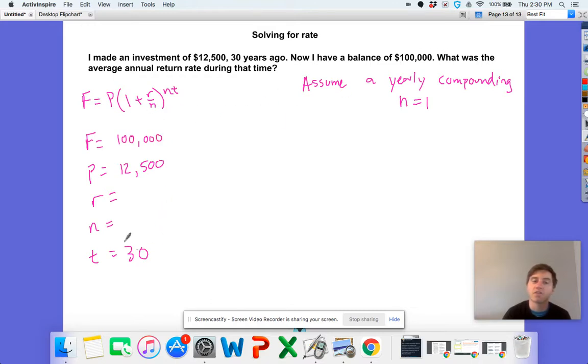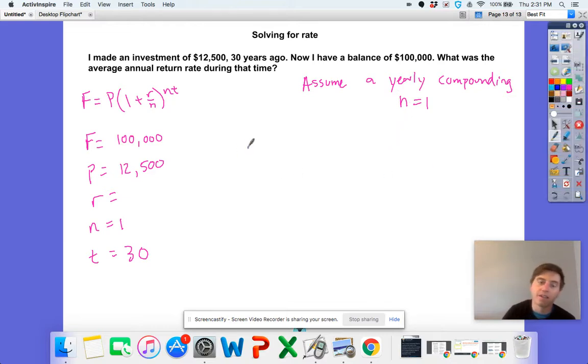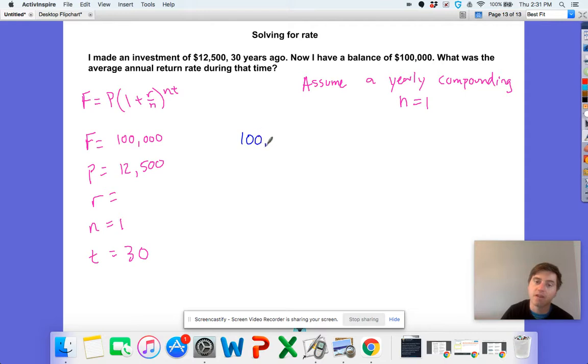What was the average rate of return? Well, we know n is 1 because we just decided that, since it doesn't specify, and that's what we're really looking at. So we're going to say that future value 100,000 equals the original 12.5 times 1 plus r over n. If n is 1, that means it's r over 1, and anything divided by 1 is just itself. So r divided by 1 is r, and I'll just put that as an r so I don't have to write another step.